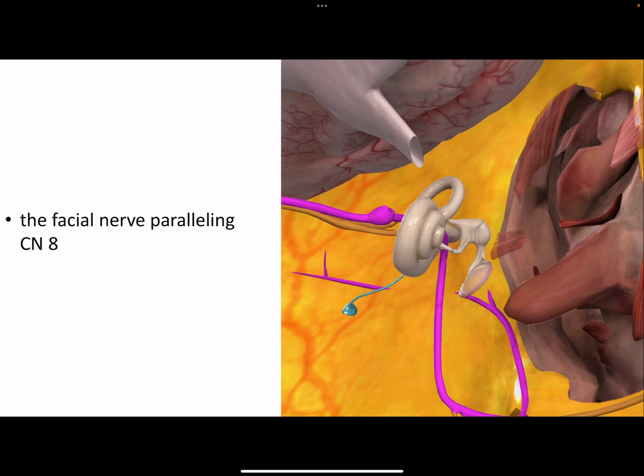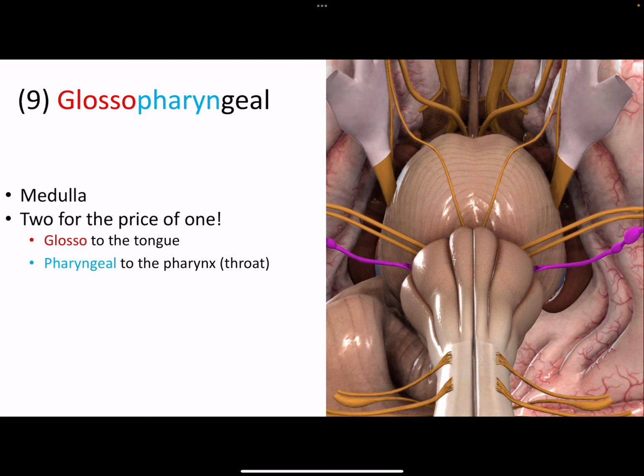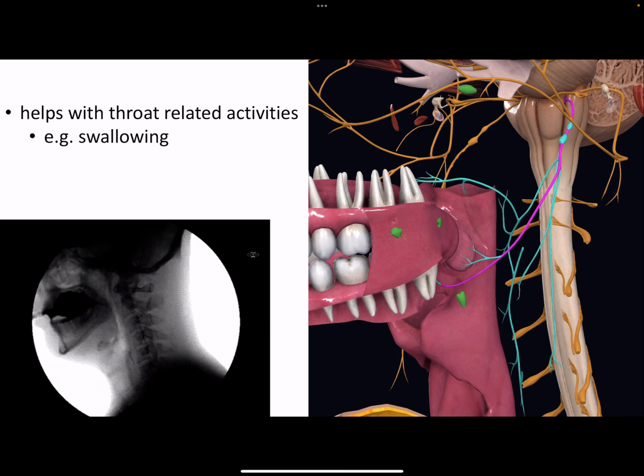We see evidence of them paralleling literally the geography right there. But then it's going to bifurcate, and some of it's going to go to the semicircular canals, and some of it's going to go to the cochlea. Glossopharyngeal nerve. Glosso is tongue. Pharyngeal is the pharynx. Again, 2 for the price of 1. So it's going to help with swallowing related activities in the pharynx.